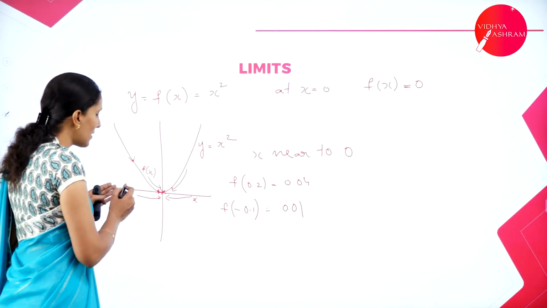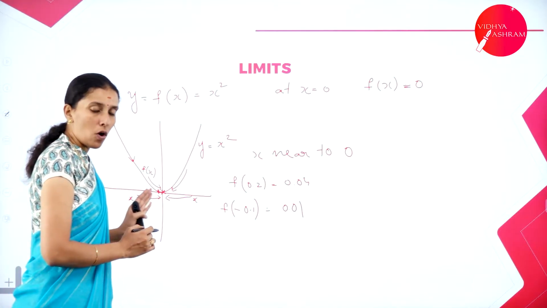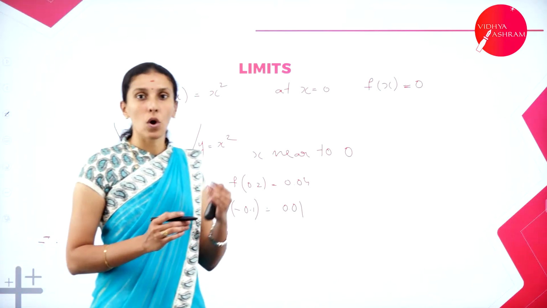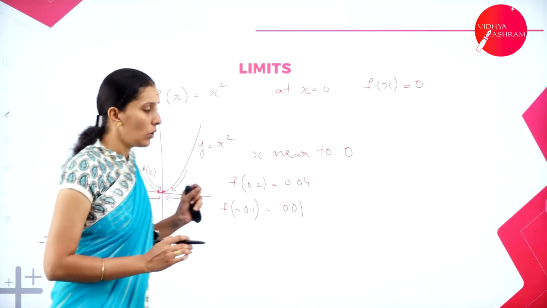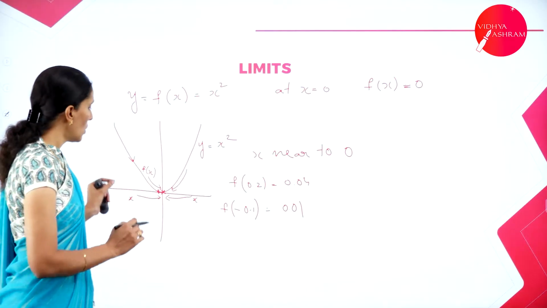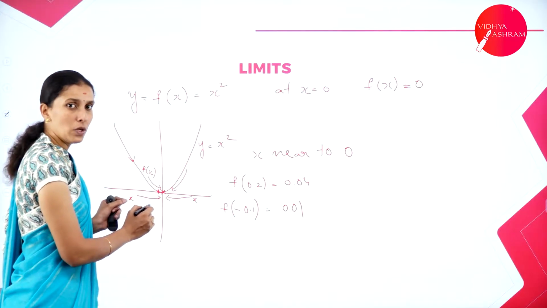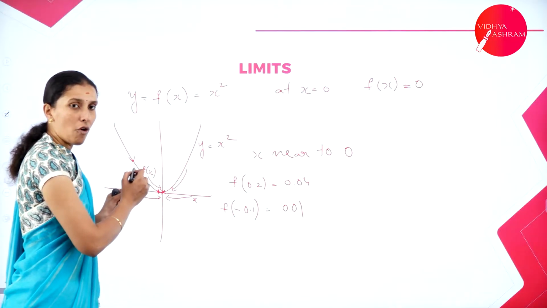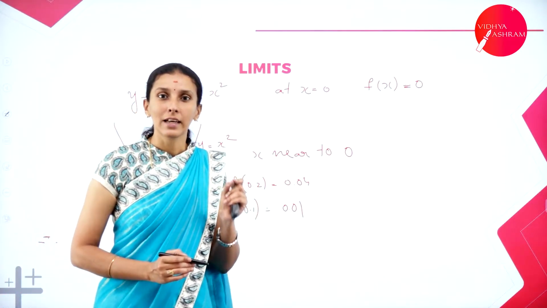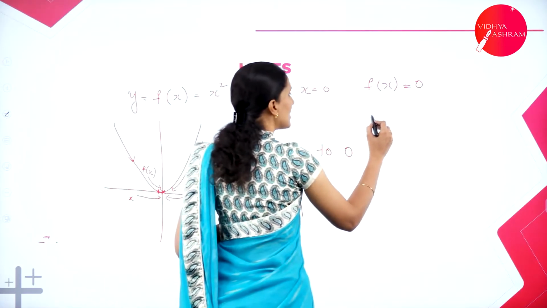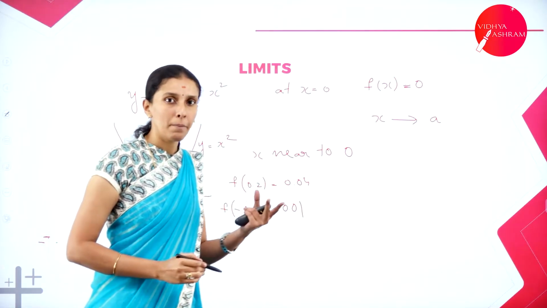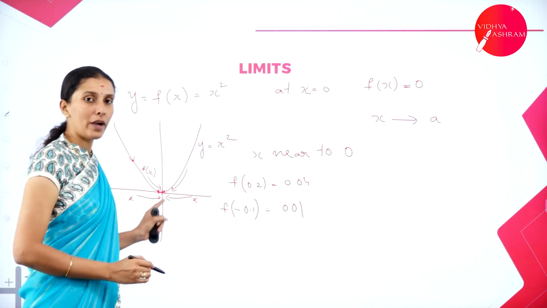So as the value of x approaches 0 or near to 0, the functional value is also equal to 0. So this is the limiting concept. The functional value is almost equal to the limiting value. So when x tends to a certain point, the value of f of x also reaches the limit value. That is written as x tends to a certain point a. We say it as any point. In this example, we have taken that point as 0.